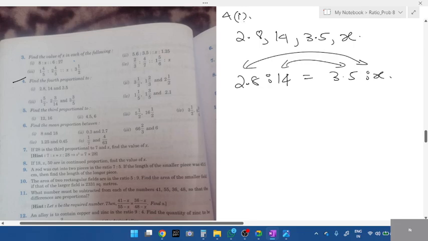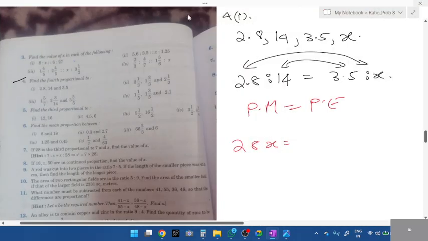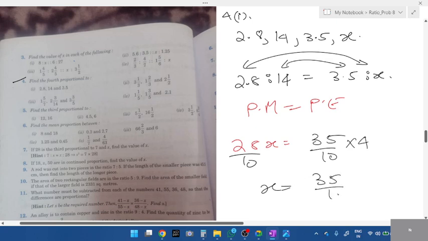Where is x? Is it in extreme position or mean position? Extreme. So use product of mean is equals to product of extreme. 2.8x is equals to 2.8. How do you write 2.8, students? 28 by 10. x is equals to 35 by 10 into 14. X remains as it is, shift the value 35 by 10 into 14 by 1 into 28 by 10. What happens to 10 if it goes to the other side? It goes to the numerator and 28 to the denominator. Completed. All of you reduce the values. Be quick.